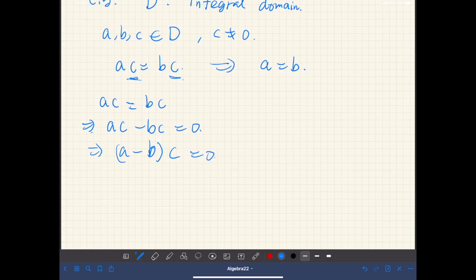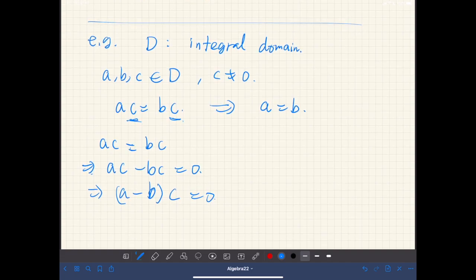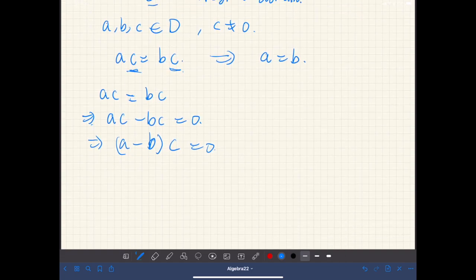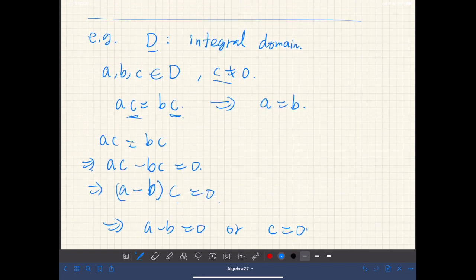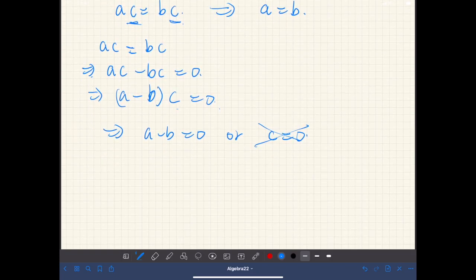Now, we are assuming that D is an integral domain, so there are no proper divisors of 0. So A minus B times C equals 0 means A minus B is 0 or C is 0. But by assumption, C is non-zero, so this is not the case. So only this is possible. And by adding B to both sides, we have A equals B. So after all, we can cancel this C to have this equality.